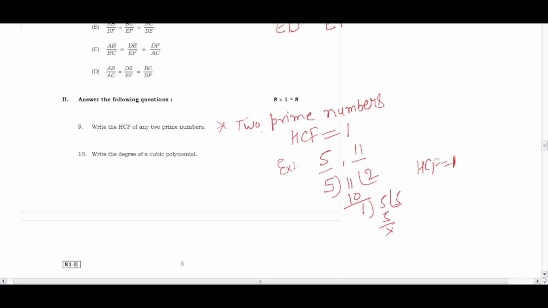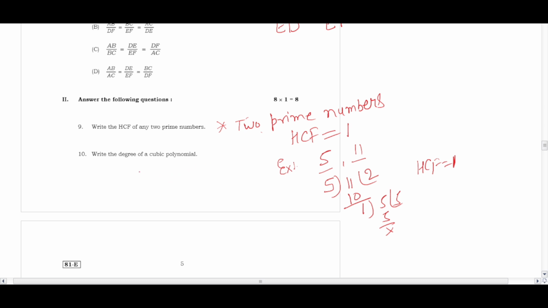Why is HCF 1? Because two prime numbers, what is the prime number definition? Prime number definition is if any number is divisible by only two factors, 1 and itself, then only two factors are 1 and itself. Any two prime numbers you take, always the highest common factor is what? 1.